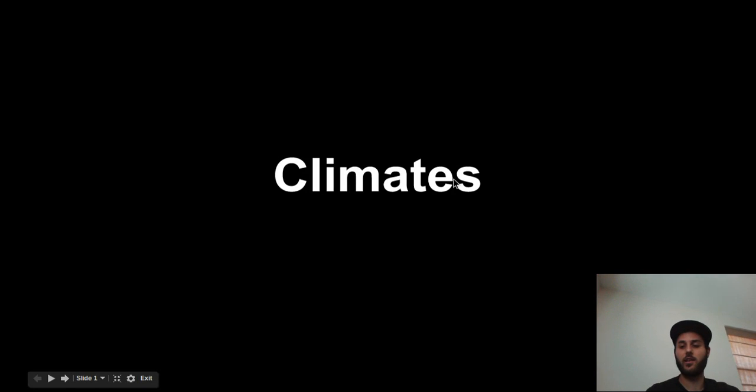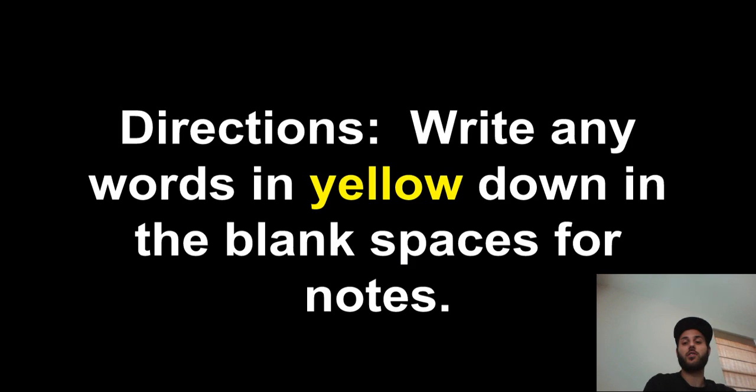All right, DTA sixth graders. Today we're going to be talking about the different parts of the world and what climates they experience. So your directions are to write any words that are in yellow down in the blank spaces for notes.